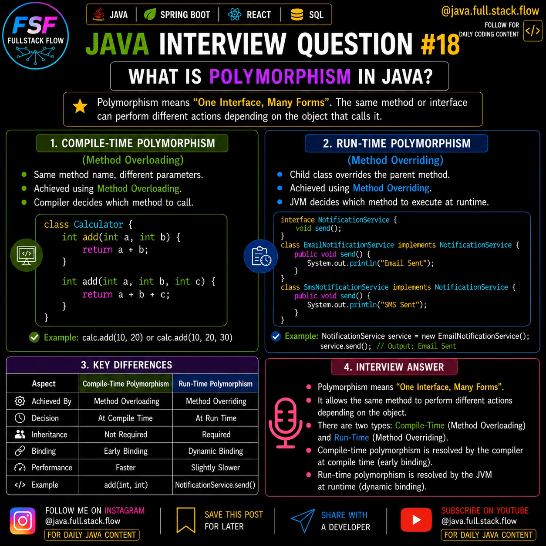Next, in an interview you can answer like this. Polymorphism means one interface, many forms. It allows the same method to perform different actions depending on the object. There are two types of polymorphism: compile time polymorphism and runtime polymorphism. Compile time polymorphism is achieved using method overloading and runtime polymorphism is achieved using method overriding. Compile time polymorphism is resolved by the compiler at compile time and uses early binding. Runtime polymorphism is resolved by the JVM at runtime and uses dynamic binding.